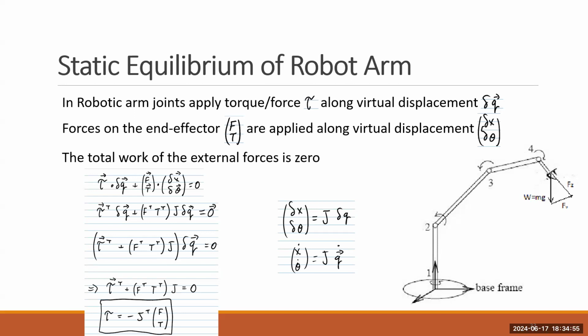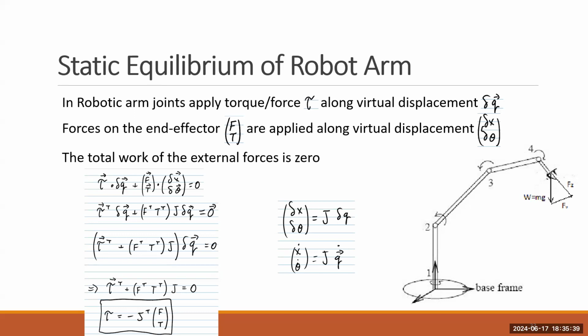But now I can rewrite this dot product here and here as a transpose of two vectors. As you recall, A dot B is like A transpose times B. So tau dot delta Q is simply tau transpose times delta Q. And F, T dot delta X, delta theta is simply taking the transpose, so it's a row vector and not a column vector: F, T transpose times delta X, delta theta.